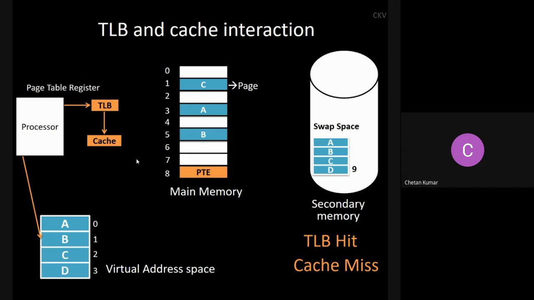So that is the reason we are saying that this is the next more frequently occurring case: a TLB hit and a cache miss. Now tell me what will happen if there is a cache miss. I have sent a virtual address and I have got a physical address. So what do I do with this physical address? Now it is a cache miss, so what should I do?